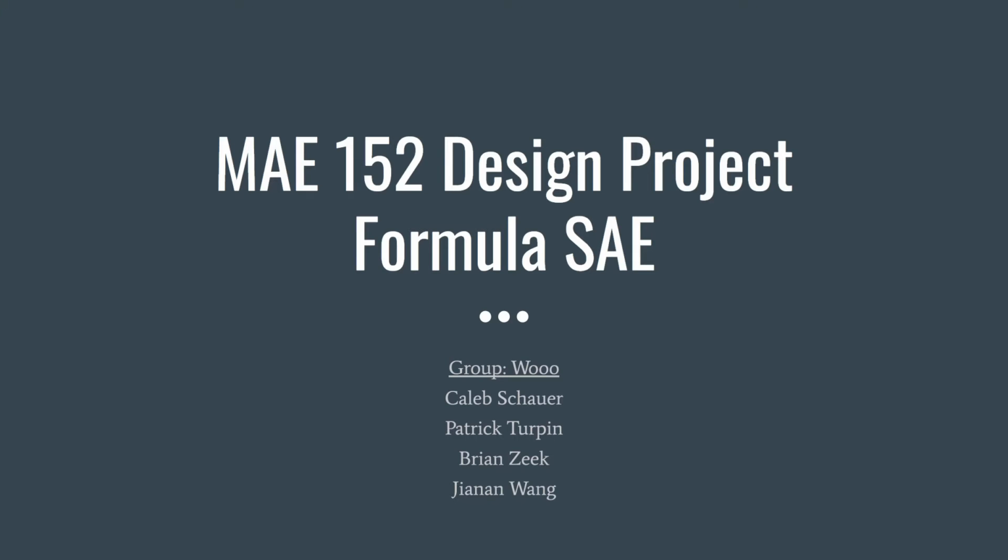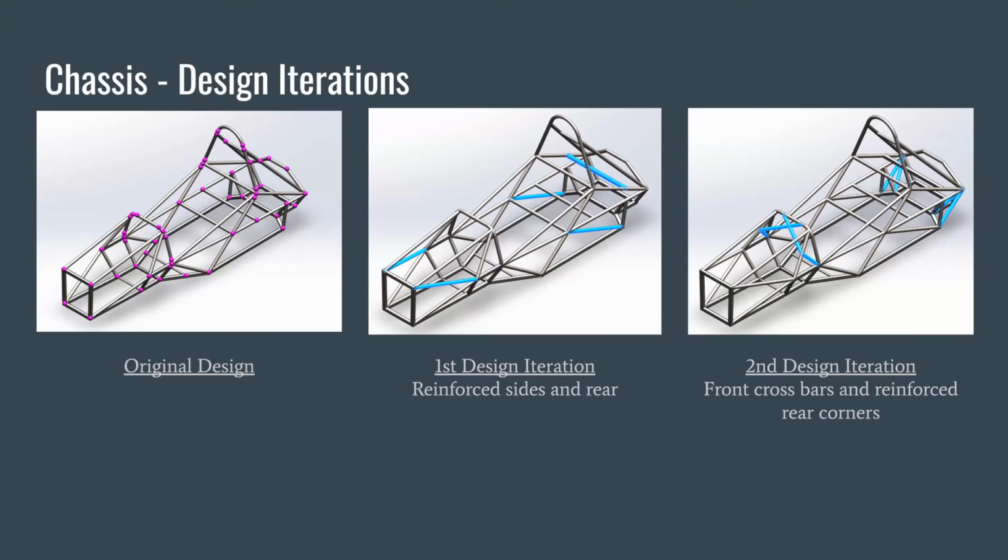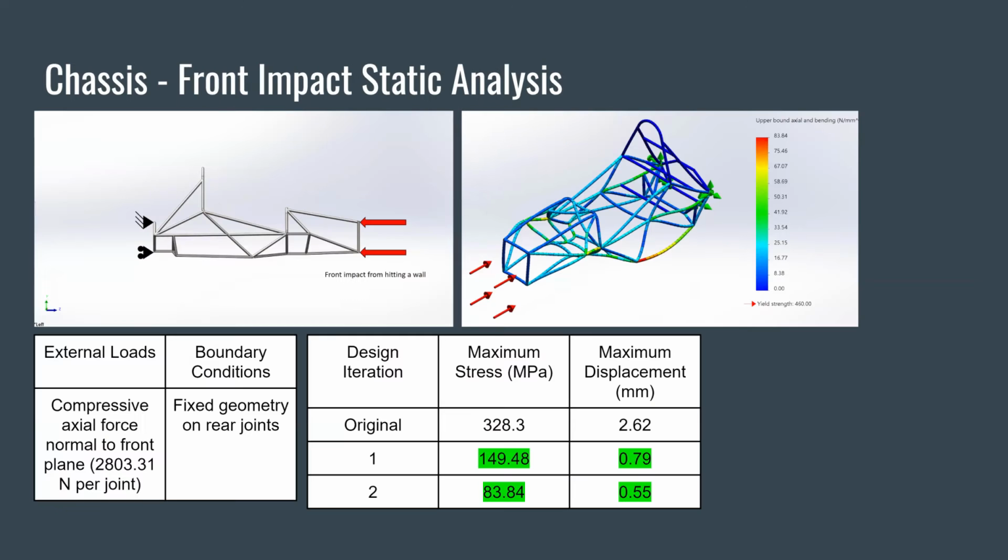Welcome to our MAE 152 design project for the Formula SAE race car. Here is a table summarizing the parts that we analyzed. For the chassis, the first design iteration included a reinforced side and rear, and the second design iteration included front crossbars and reinforced rear corners.